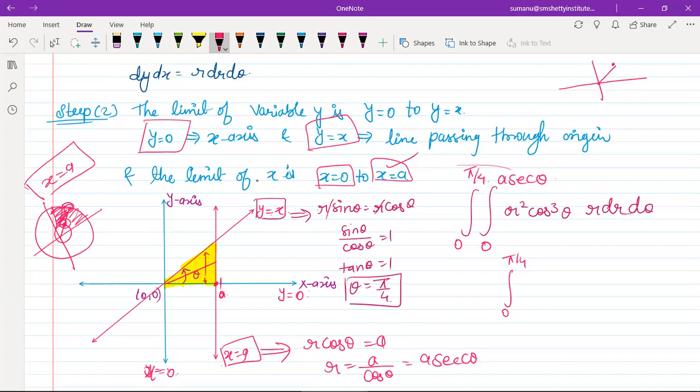So this is 0 to pi by 4. Now this is left on you to integrate. So many questions we have taken on integration, so you should be able to do this now. Will all be able to integrate it? Ma'am, is it r cube, not r to the power 4? Correct, yes, r cube.